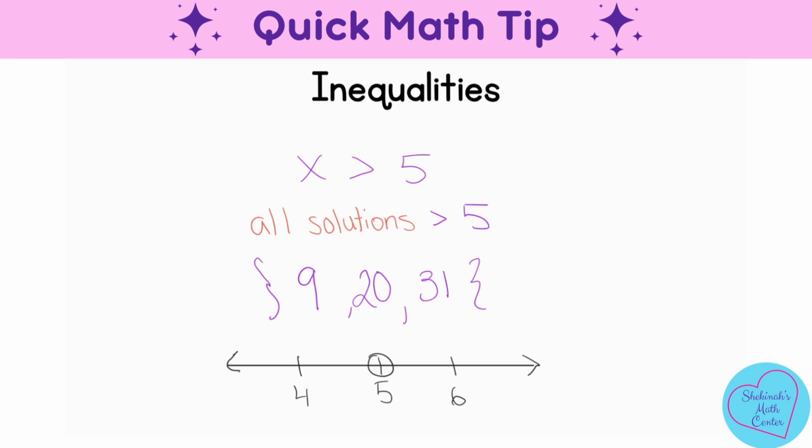Now let's look at our solution set to determine which side of the number line our solutions lie. 9 is to the right of 5. 20 is to the right of 5. 31, this is to the right. So all of our solutions are going to the right. So when you shade your number line, it will look like this.